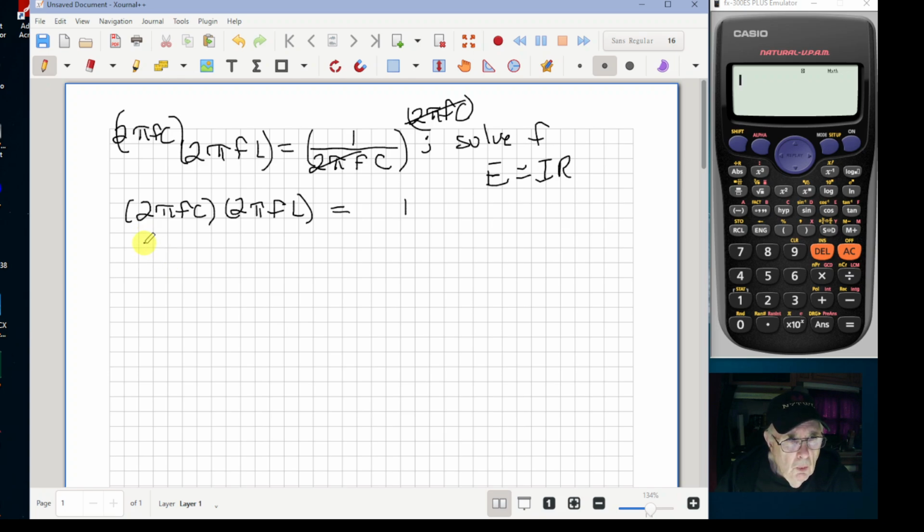So we get 2 squared, pi squared, our frequency squared, and then C times L. Well, we know we're going to wind up with LC, and the order does not matter when you're multiplying, so we'll just put it as L times C. All these things multiplied together are equal to 1.